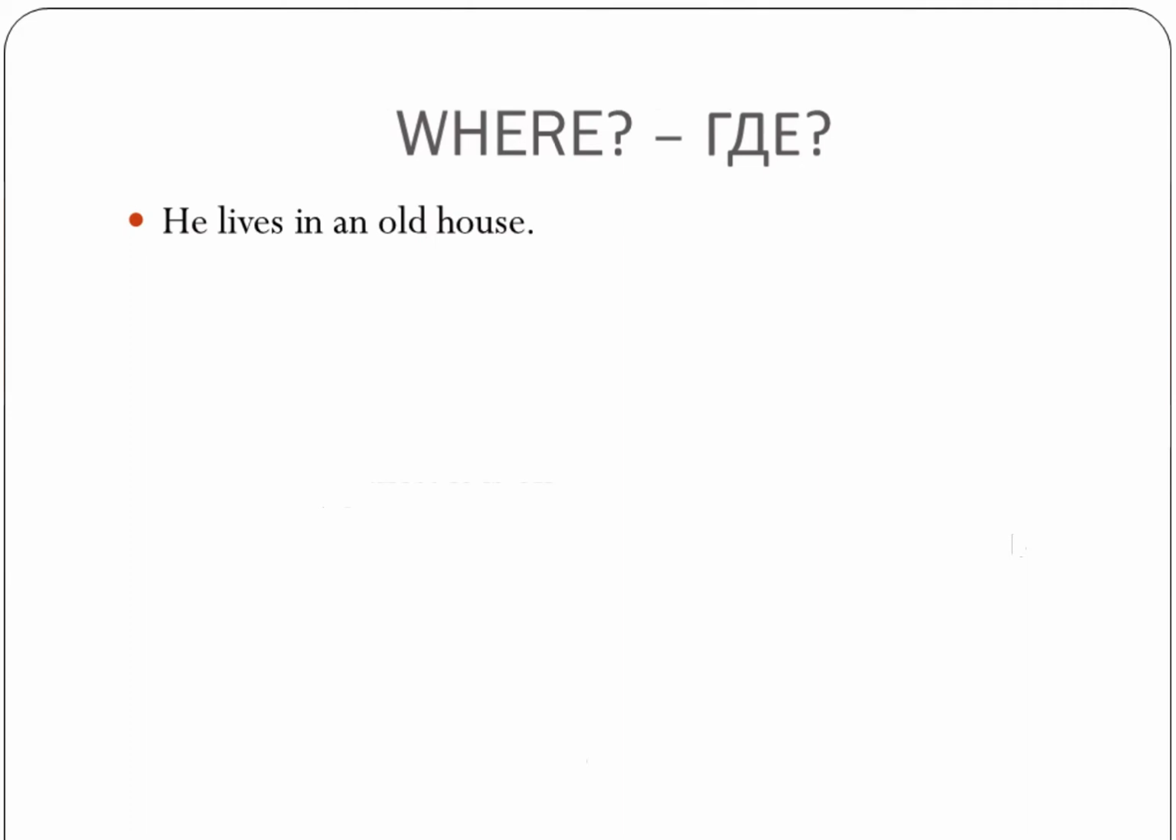He lives in an old house. Как по-русски? What's the Russian? He lives in an old house. So он lives, живет, in в, and then house, дом, old, старый, and now this goes into the prepositional case. Он живет в старом доме.